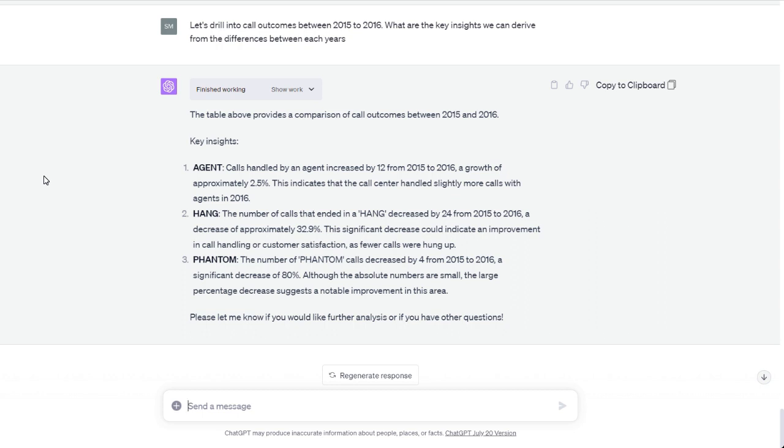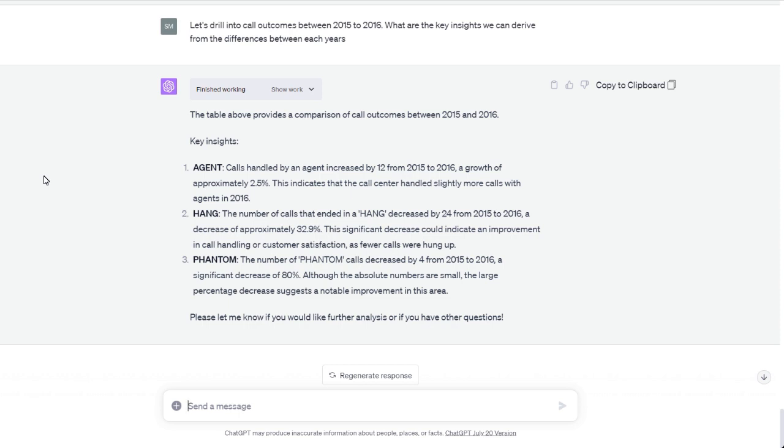Crazy. So I just asked, let's drill into just call outcomes. If you were looking at a dashboard, the consumer would need to know how to discover this insight. You would have to have built the dashboard or report so that it would be easy to find this. But in this case, I can just say, let's drill into it. Can you tell me the story, tell me the insight? And it tells me calls handled by an agent increased by 12, a growth of 2.5%. The number of calls edited and hanged decreased 24, a decrease of 32%.